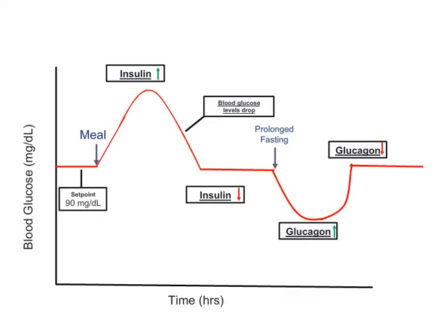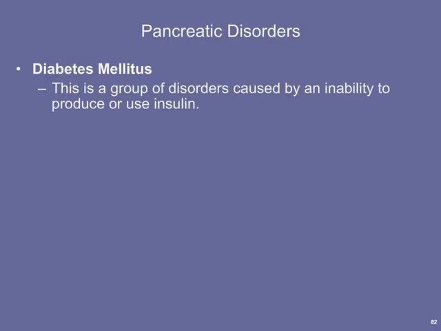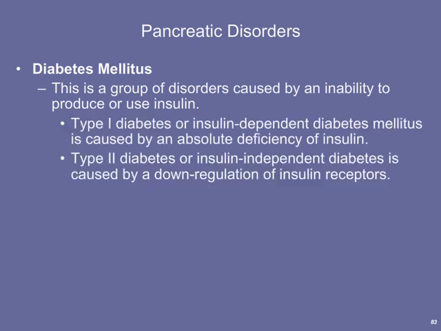Once blood sugar reaches the set point, glucagon would then decrease its secretion so that we can maintain our set point of 90 milligrams per deciliter. One of the main endocrine disorders that can affect the pancreas is diabetes mellitus. This is a group of disorders caused by an inability to produce or use insulin.